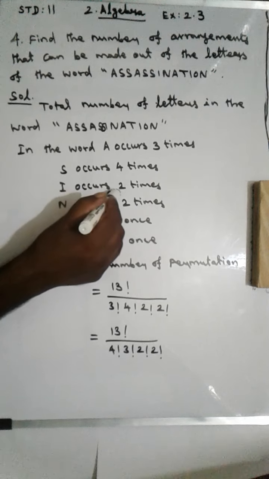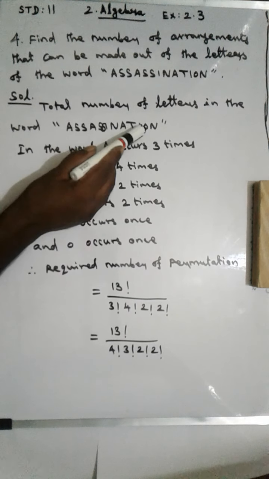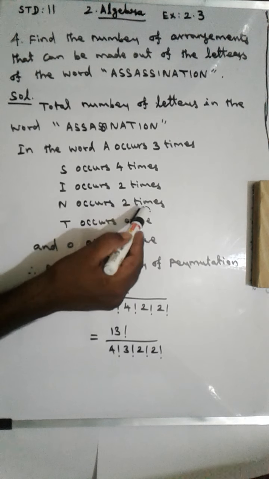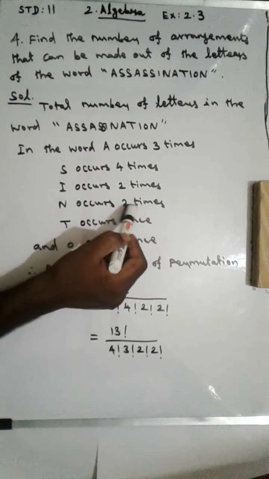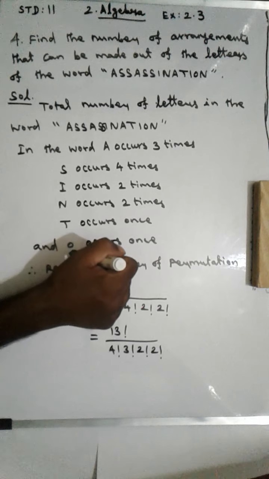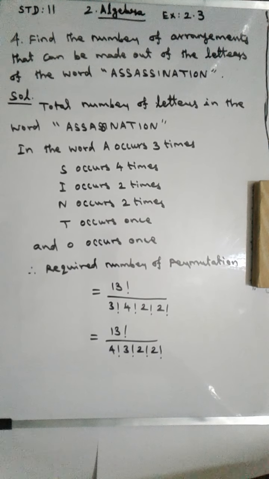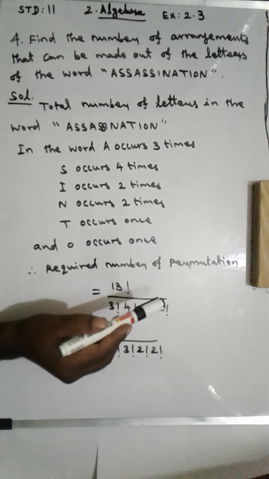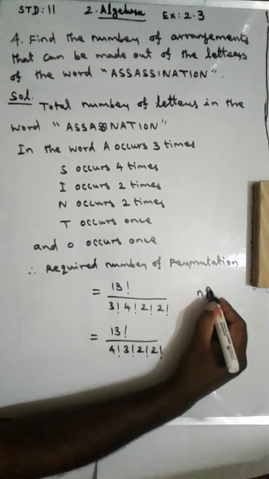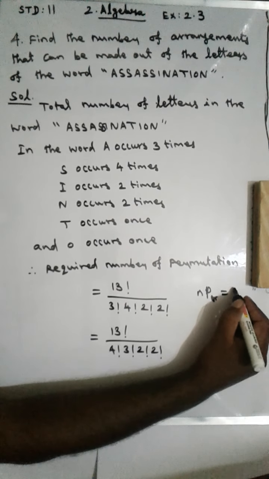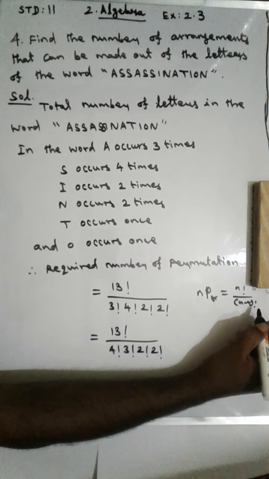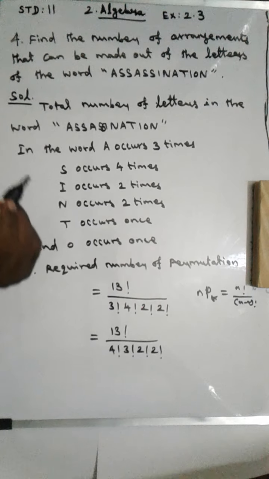Next, I occurs 2 times. N occurs 2 times. T occurs once. O occurs once. To get the number of permutations, we know the formula n factorial divided by the factorials of the repeated letters.